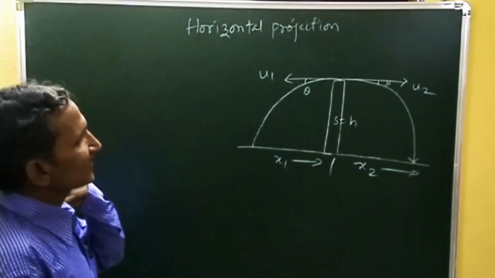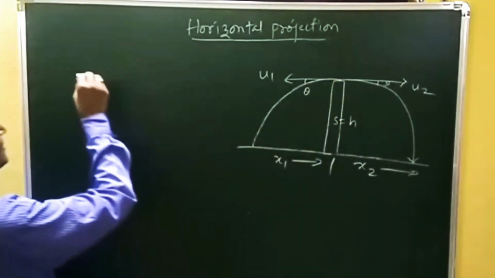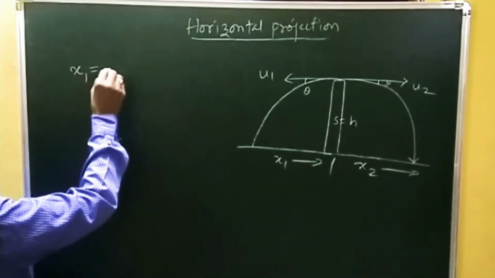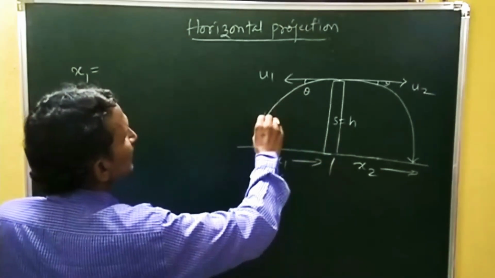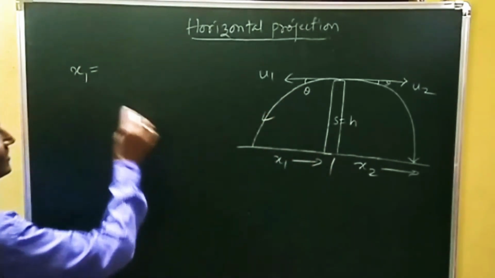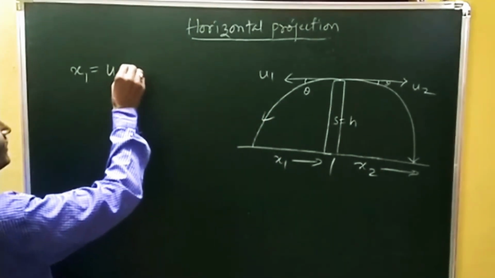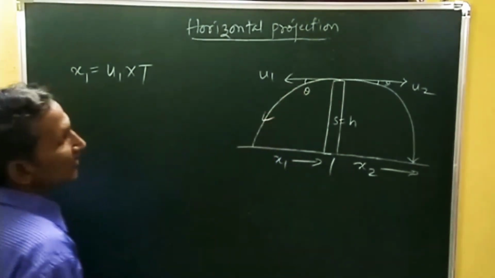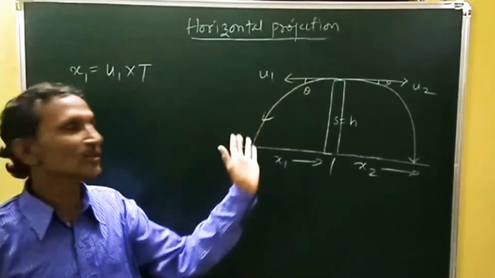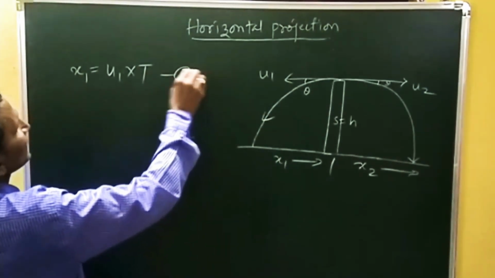Now we know the horizontal velocity. Horizontal range x1 is equal to horizontal velocity into total time, that is, u1 into time of flight. That is the total time taken to reach the ground, which is T. Make it the first equation.